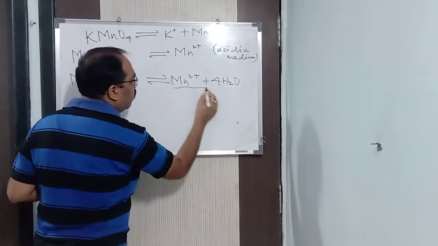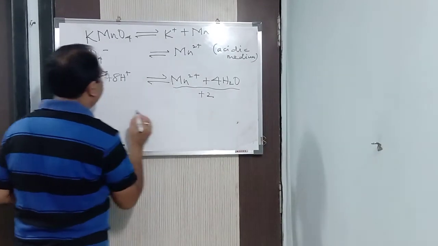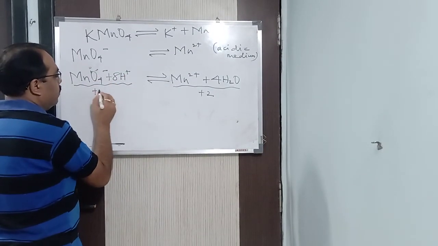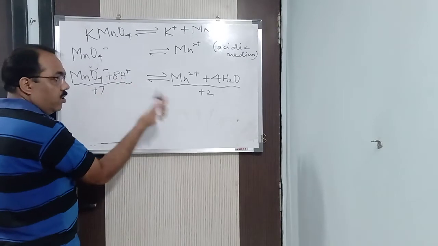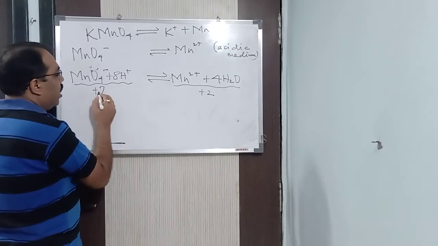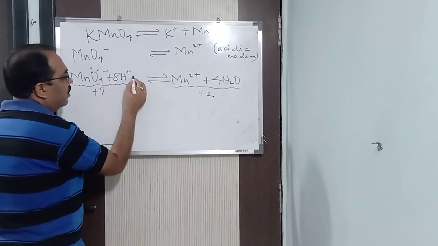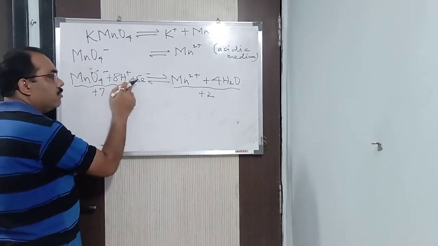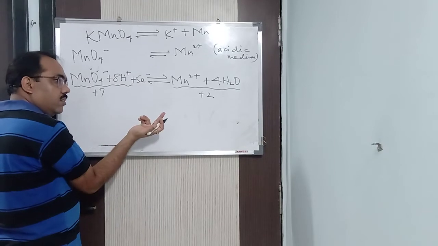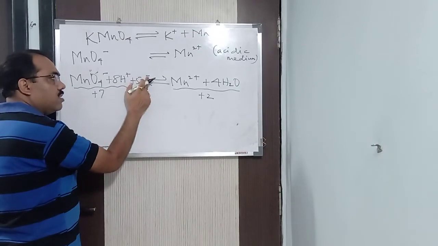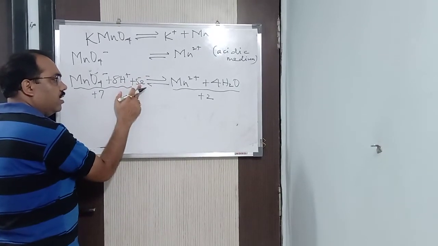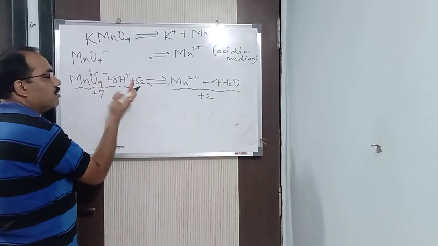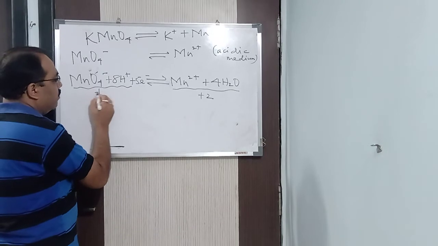Now look here. Total charge this side is how much? 2. Here the total is how much? Plus 8 minus 1, so it is how much? Plus 7. I want 2 on both sides. Then only it will be balanced. So how will I get it? I have to subtract 5. So 5e minus. You will ask how it is? Plus into minus is minus. So minus 5 plus 8 minus 1, how much did you get? That is nothing but plus 2.